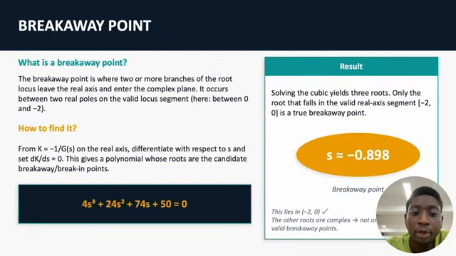Hi, my name is Musa Mohammed, and I'll be taking you through the breakaway point. The breakaway point is where the root locus branches leave the real axis and enter the complex plane. This occurs between the real poles at 0 and negative 2. To find it, we differentiate k with respect to s and set it to 0. This gives us the equation 4s cubed plus 24s squared plus 74s plus 50 equals 0. Solving this, we get s approximately negative 0.898. This lies within the valid region between negative 2 and 0, so it is the actual breakaway point.